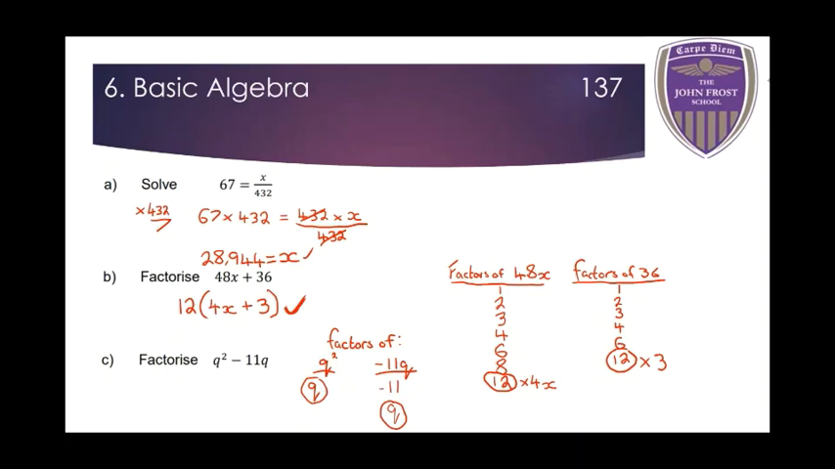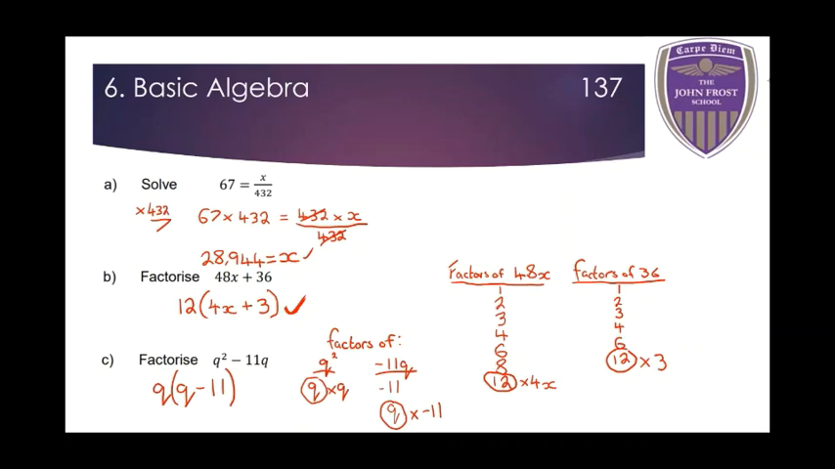What do I have to times q by to get q squared? So sorry, I know q is going to be outside my bracket. What do I multiply q by to get q squared? Well, I have to multiply by another q. So then I know the first thing in the bracket is going to be a q. What about this q here? What do I multiply q by to get minus 11q? Well, I have to multiply by minus 11. So therefore, the next thing in this bracket will be minus 11.